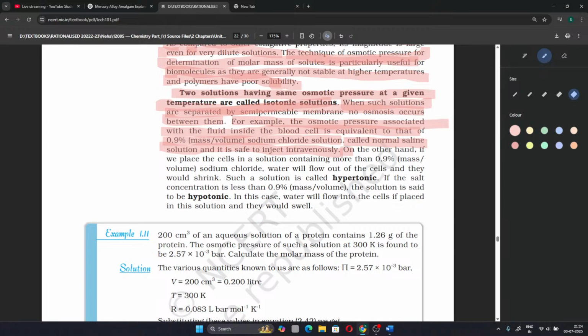On the other hand, if we place the cells in a solution containing more than 0.9% mass by volume sodium chloride, water will flow out of the cells and they would shrink. Such a solution is called hypertonic. If the salt concentration is less than 0.9%, the solution is said to be hypotonic. In this case, water will flow into the cells if placed in the solution and they would swell.